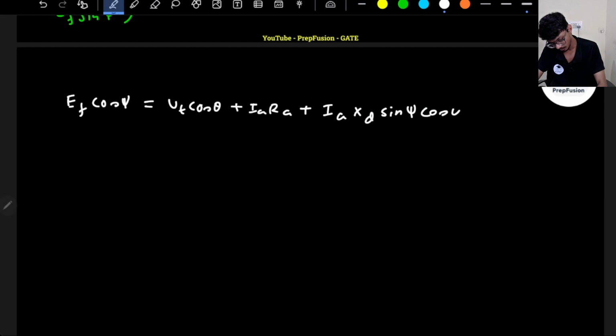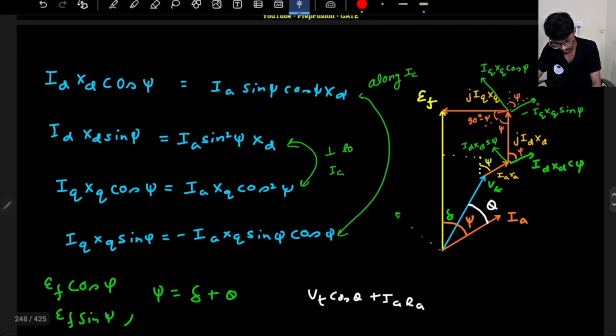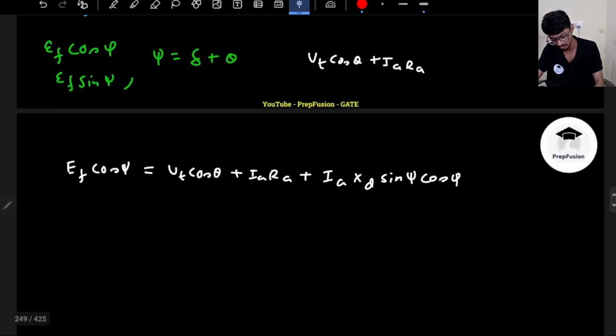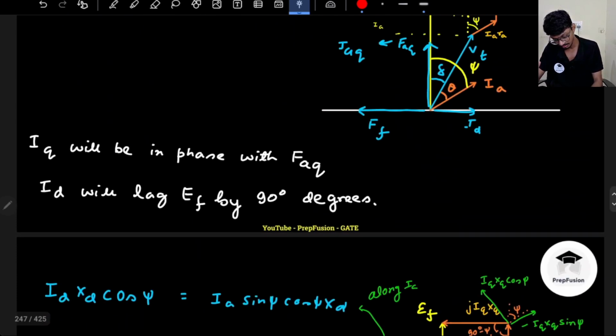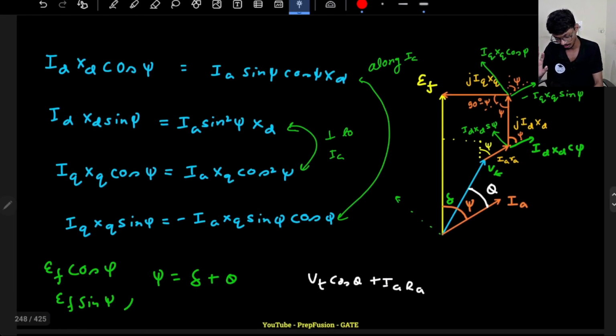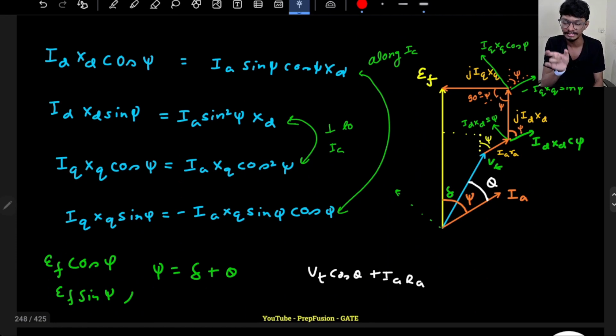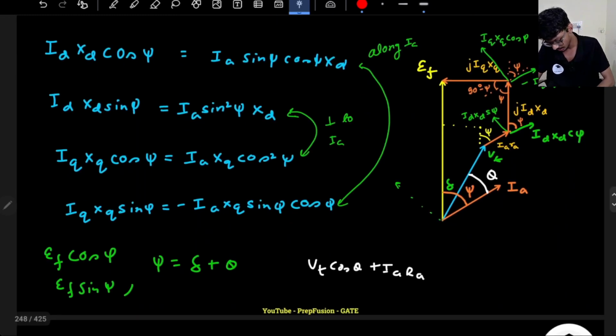Sin xi cos xi, and there is a negative sign. If you see, this vector is actually opposing, right? This is in this direction and this is in the opposite direction. So that's why there is negative Iq Xq sin xi, that is basically IA Xq sin xi cos xi, because I have broken down my IA in terms of Iq and Id, right? This much you know how to break down. So IA sin xi will be Id, IA cos xi will be Iq. Remember this, right? So that's why I have put Iq equal to IA cos xi.